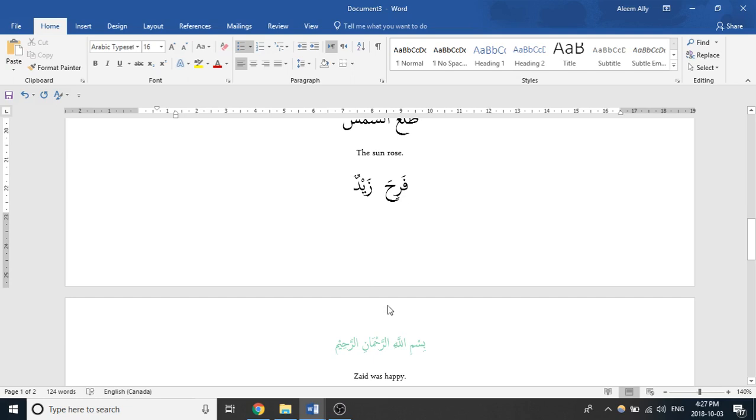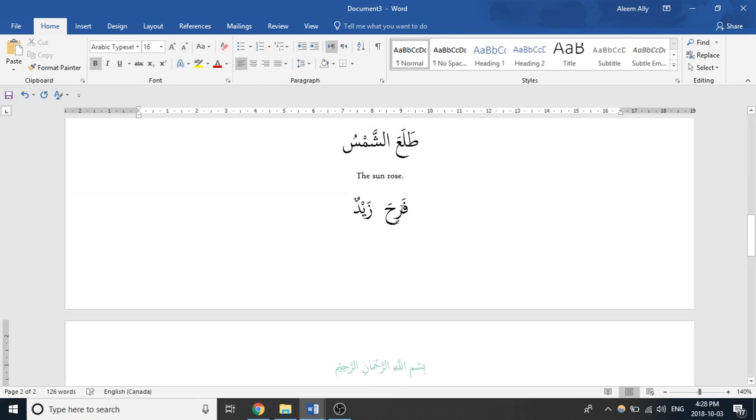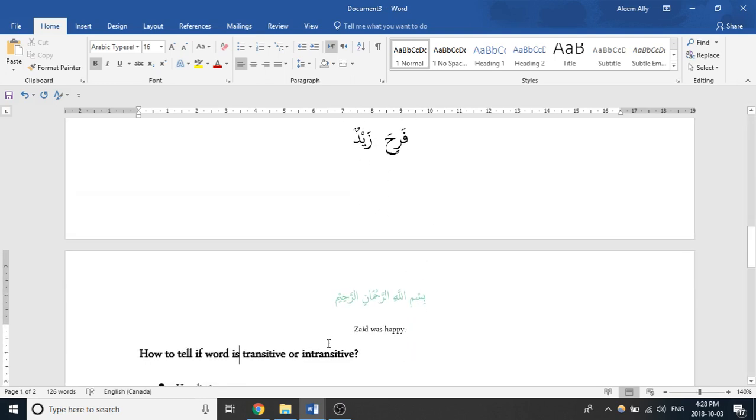It's complete. Next up, how to tell if a word is transitive or intransitive. Sheikh told us there's two methods. First is just use the dictionary, or two, look at the context of the sentence and the usage of the word, right? If you just look at how the word is being used, it'll be very clear that fariha, when used with a doer, doesn't really need much more said to it.